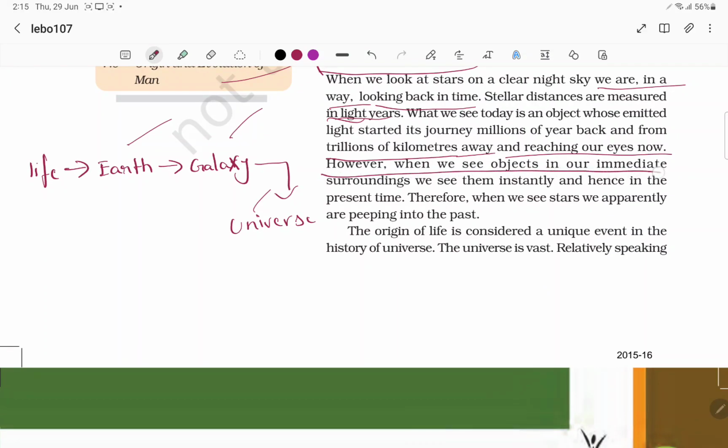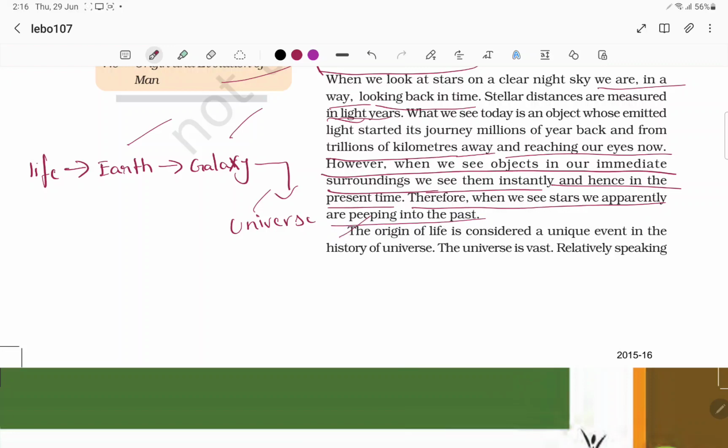However, when we see objects in our immediate surroundings, we see them instantly, at the time itself. But when you see an object from a longer distance, you are peeking into the past. Therefore, when we see the stars, we are apparently peeping into the past.